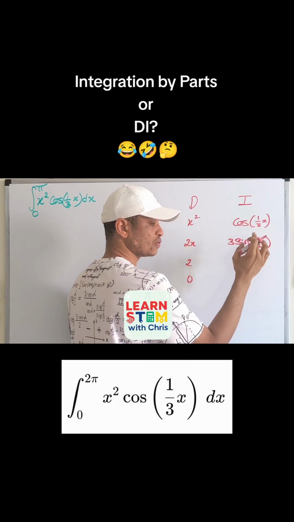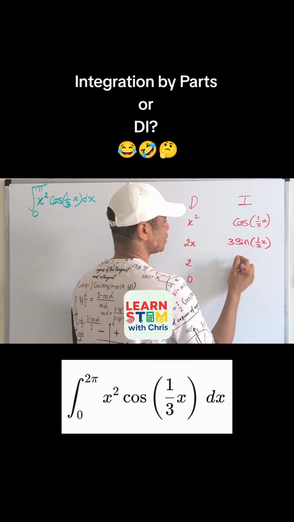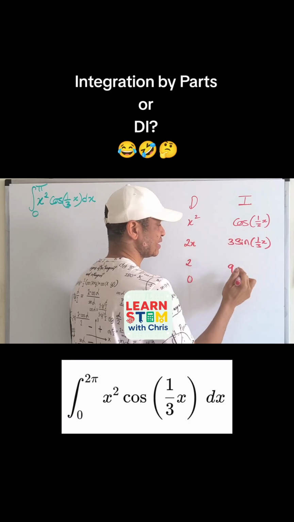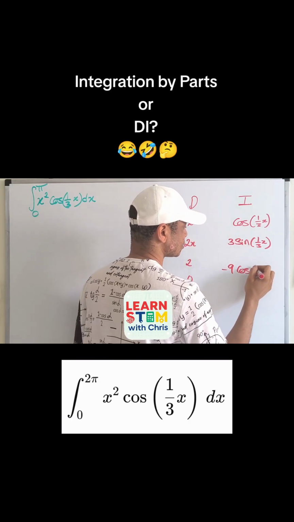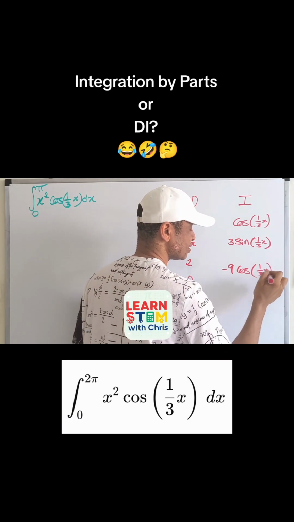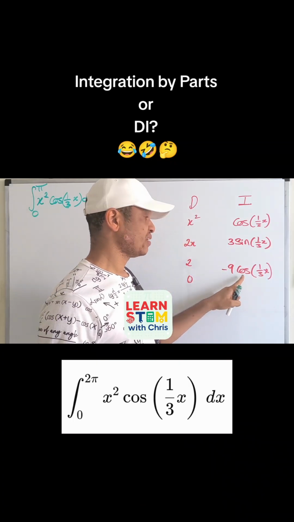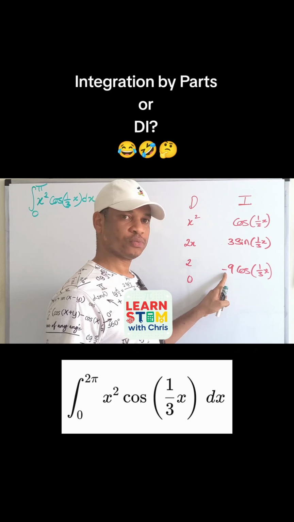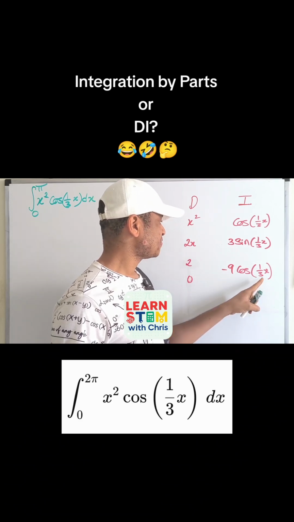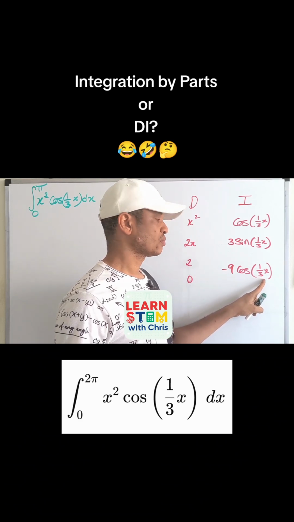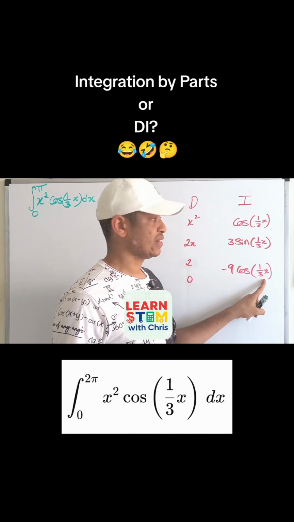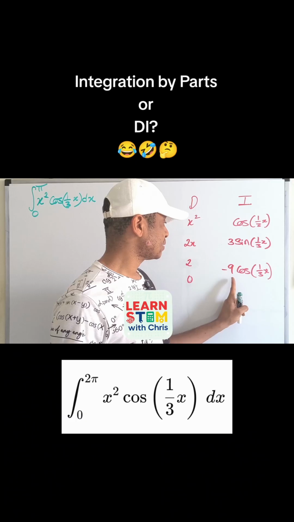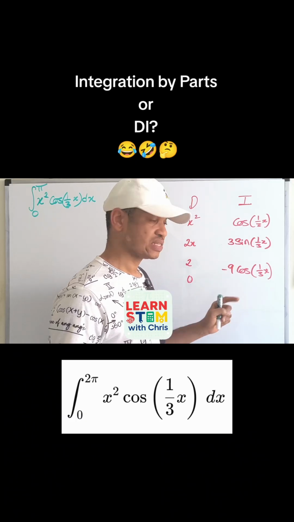1 over 3, so this will give me 9. If I integrate sine, I get minus cos 1 by 3x. Let's check. If I differentiate cos, I get minus sine. So minus will give me plus. Now if I differentiate this, I get 1 by 3. 1 by 3 times this, I get this. So that's how I get that.